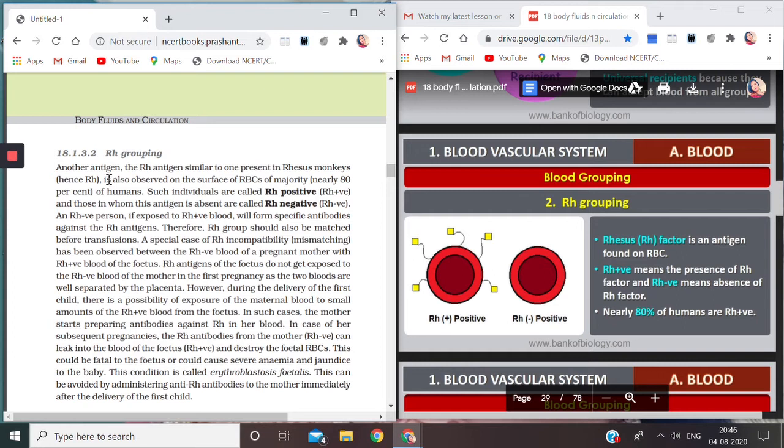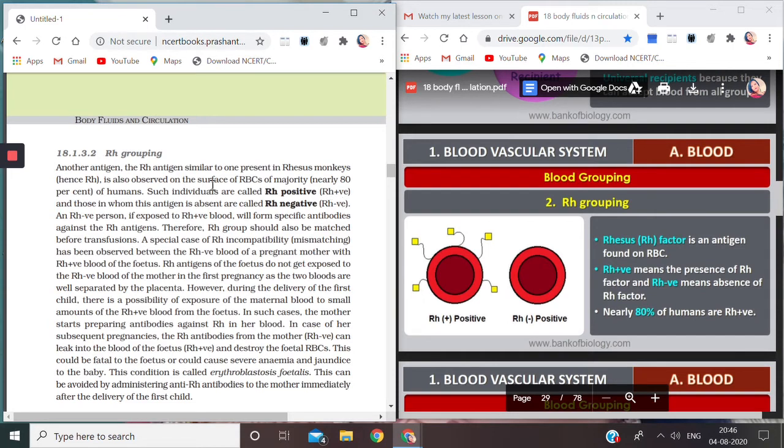But if the person has blood group A but does not have this Rh factor, then his blood group will be considered A negative. So those individuals in whose body the Rh antigen is present are considered Rh positive, and those in whom this antigen is absent are considered Rh negative.